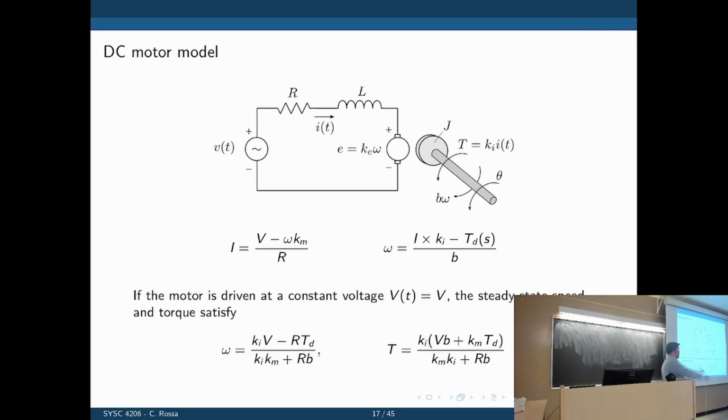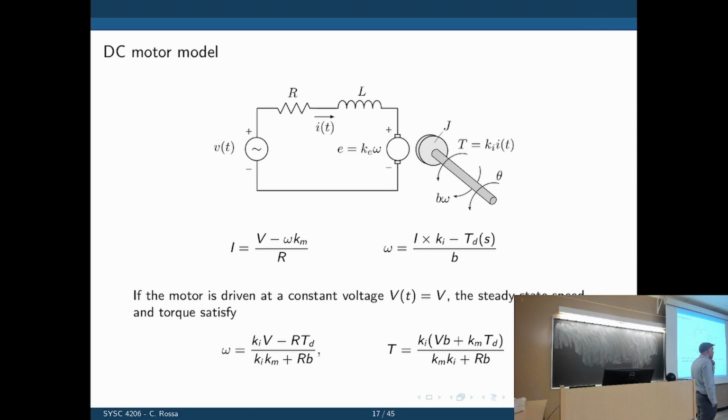Right? So if we rearrange these equations for speed and torque, assuming that the motor is driven at a constant voltage, then this is the steady state speed, and that is the steady state torque that the motor will create. The multiplication of them is the power delivered by the motor. And you notice here that these are simply functions of the input voltage and load torque. Everything else are constants that come from the motor.